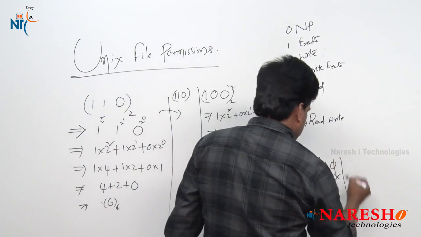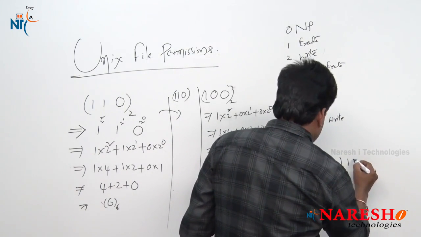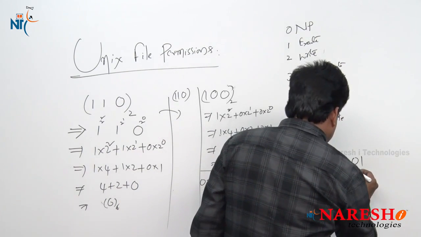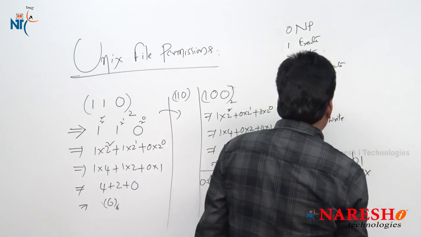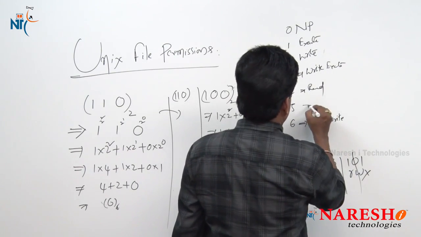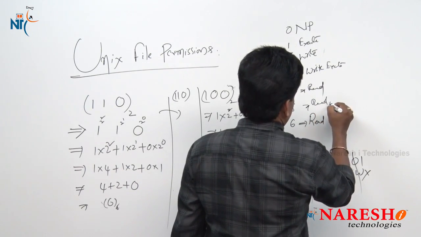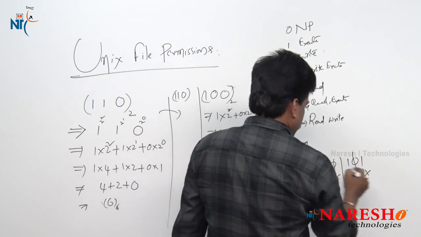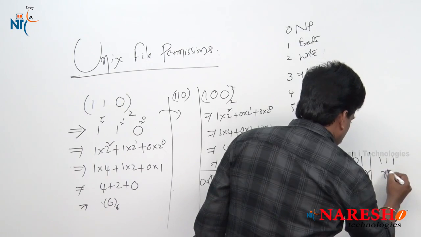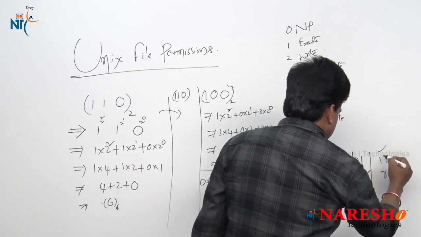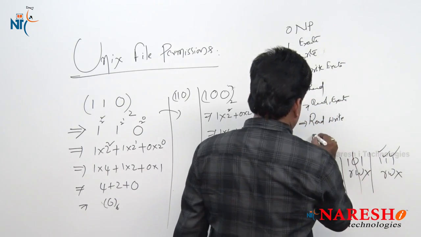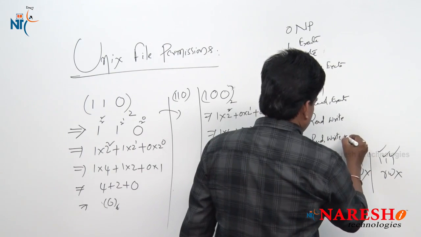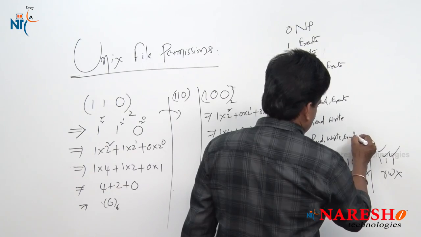Next, 5, we can see. 5 means 1, 0, 1. That is a 5. Now we can view that one: R, W, X. No write, only read, execute. Read, execute. Finally, 7. 7 means 111: R, W, X. Read available, write available, execute available. Read, write, execute. 3 permissions available here.